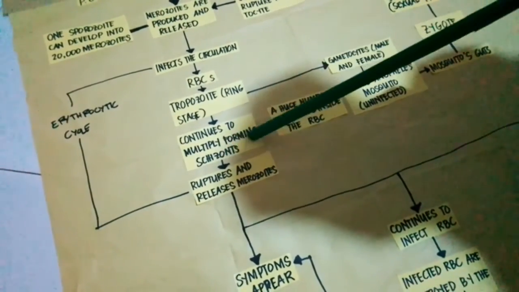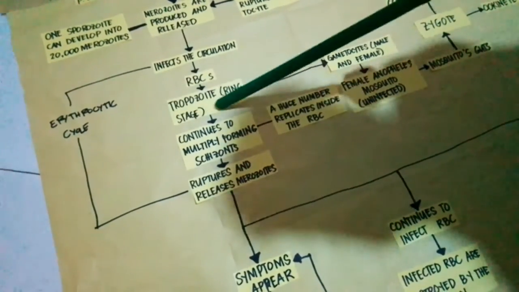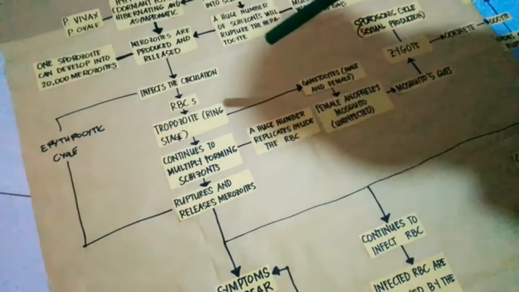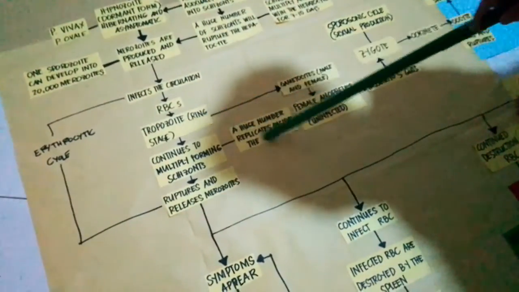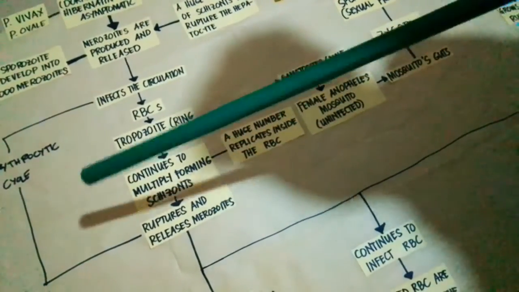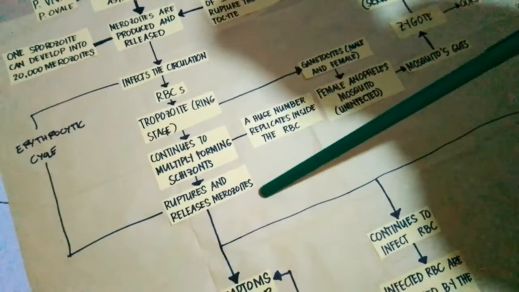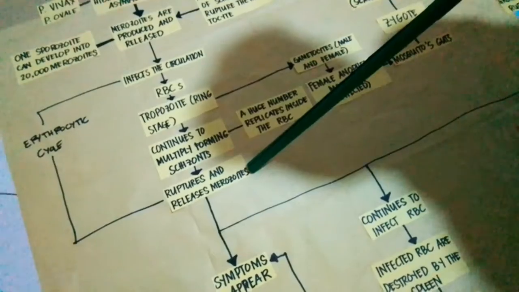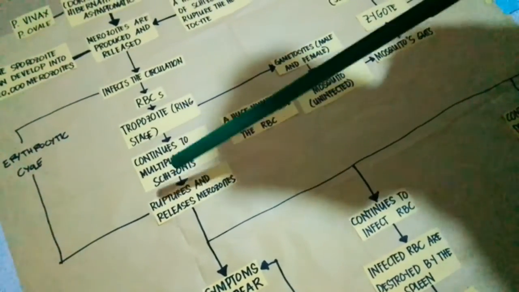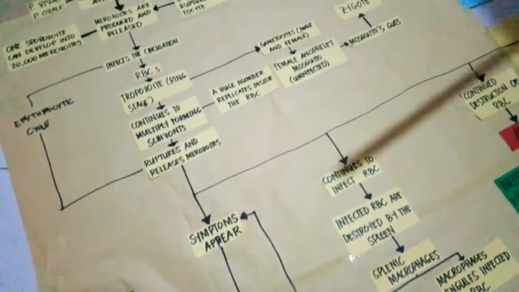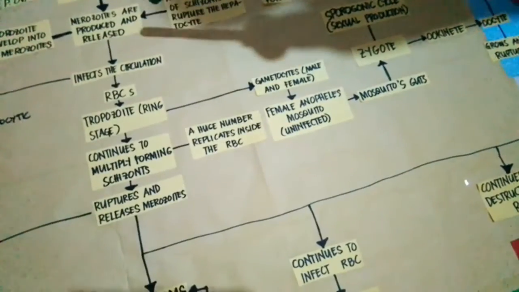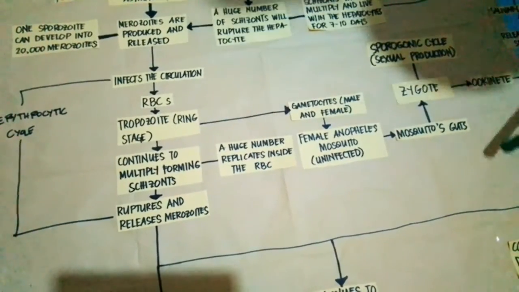The cluster or group of trophozoites inside the red blood cell is called a schizont. Each one replicates inside the red blood cell, and then it ruptures and releases merozoites. So the merozoites return to trophozoites. And after releasing, the symptoms start to appear. But before the symptoms, there is this asexual reproduction.